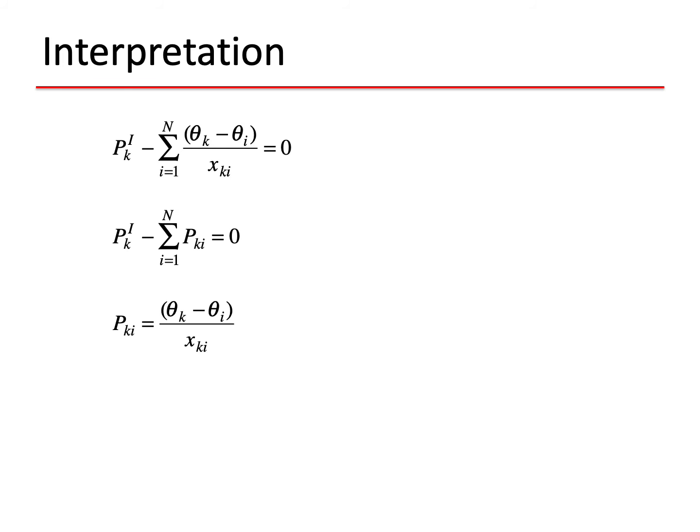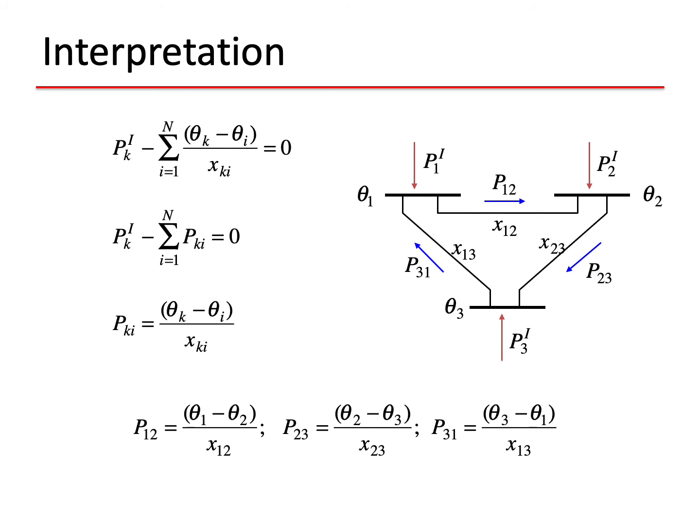So for example, in the 3-bus example that we have shown here on the right, P12 is theta 1 minus theta 2, the difference in angles between buses 1 and 2, divided by x12, the reactance of the line between 1 and 2. Similarly, P23 is equal to the difference in voltage angles between buses 2 and 3 divided by the reactance between buses 2 and 3, and similarly P31.